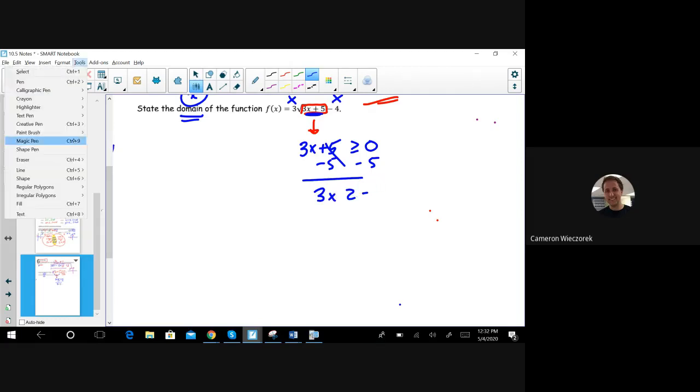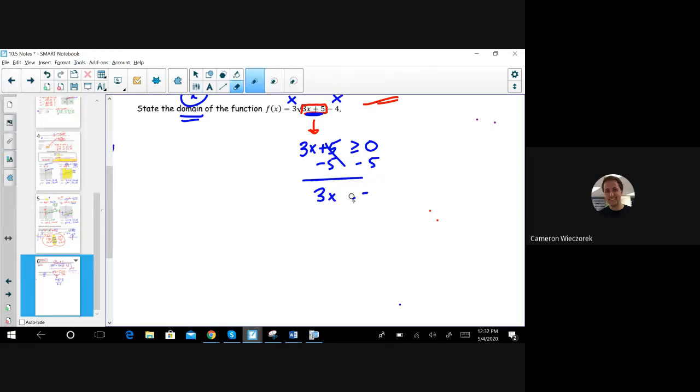That's not a good greater than or equal to sign. I can do better than that. Greater than or equal to negative 5. And then divide by 3.